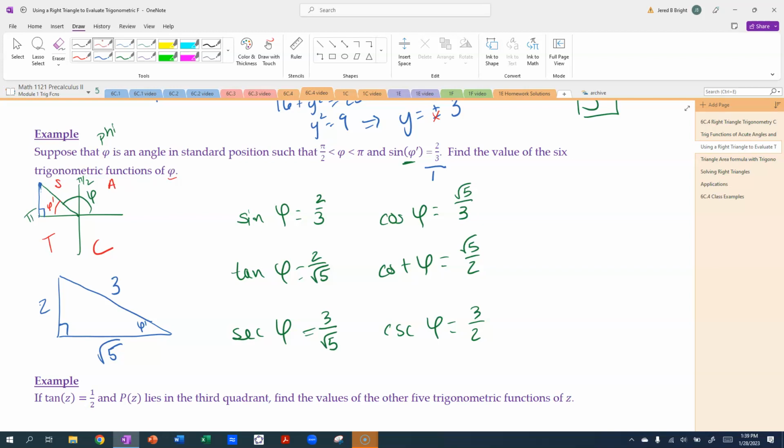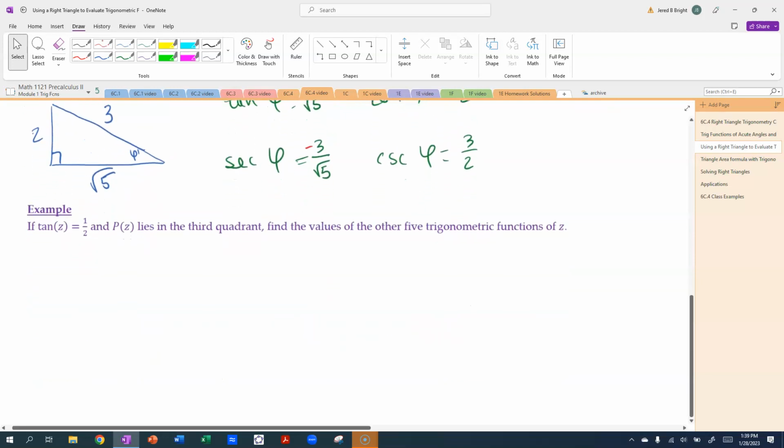And then since we're looking at phi and not phi prime, again, phi prime was just this little reference angle, we would need to make all the trig functions that are not sine and cosecant negative. So the point of all this is you can use your reference angle to set up your triangle, but then if you're looking at the non-reference angle, make sure you're incorporating the sign based on the quadrant.